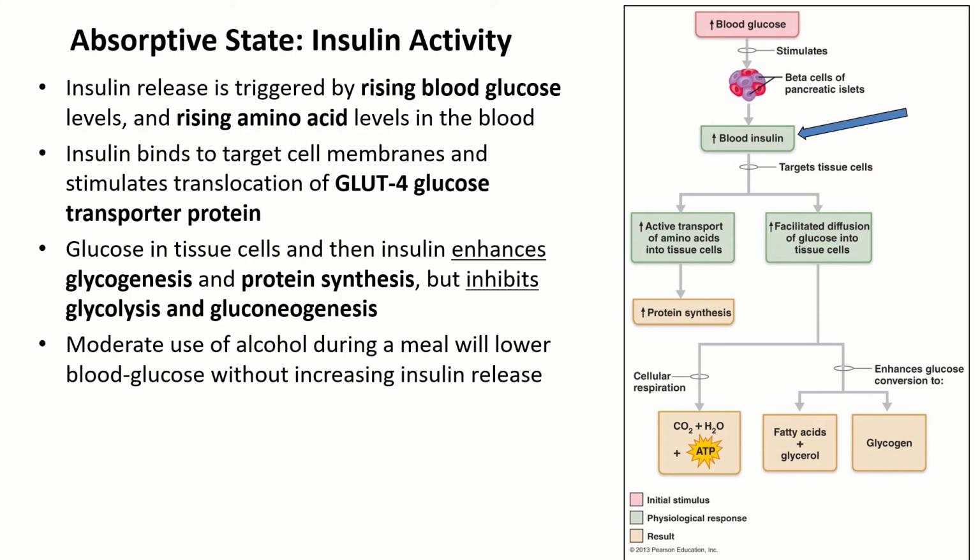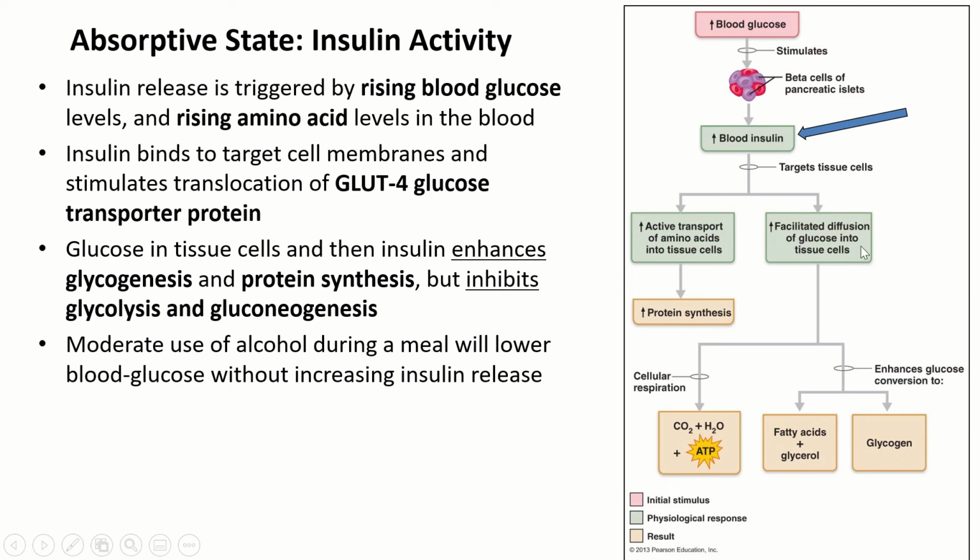Now, throughout this process, we're going to find that insulin is a primary regulating hormone of everything in the absorptive state. So just to recap what insulin does for us, whenever you see high levels of blood glucose, that's going to stimulate the beta cells of the pancreas to actually raise blood insulin. Now, what we're most familiar with is that that high level of insulin is going to increase the glucose diffusion into tissue cells.